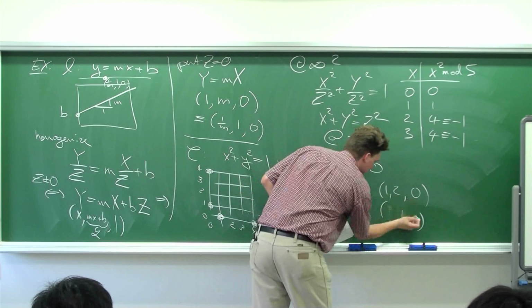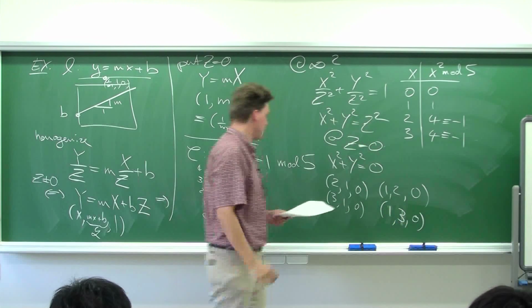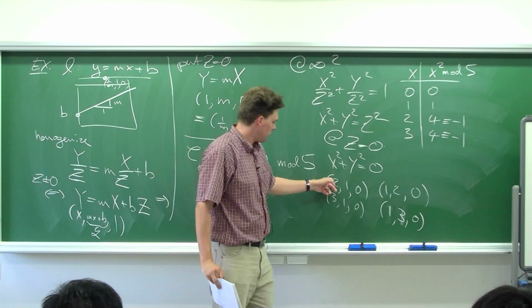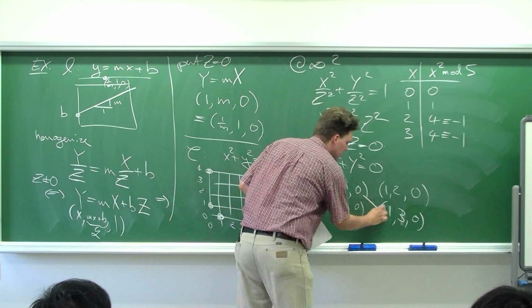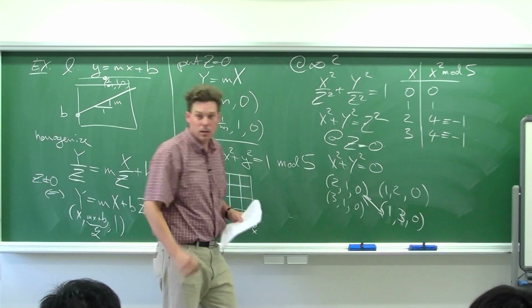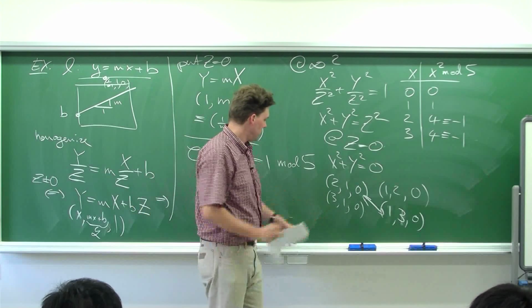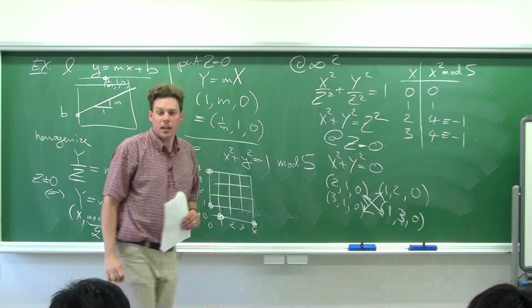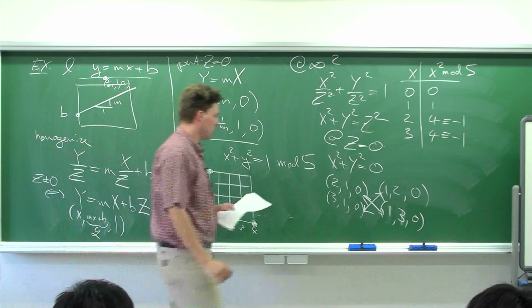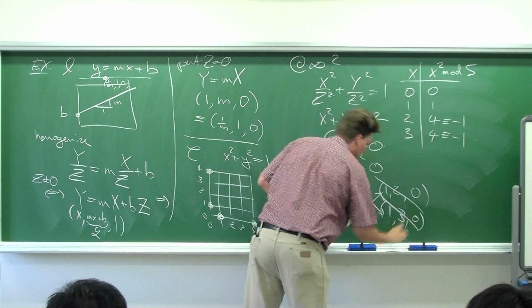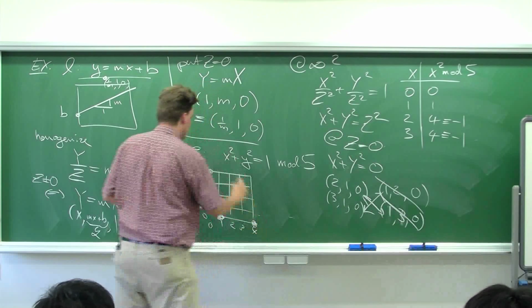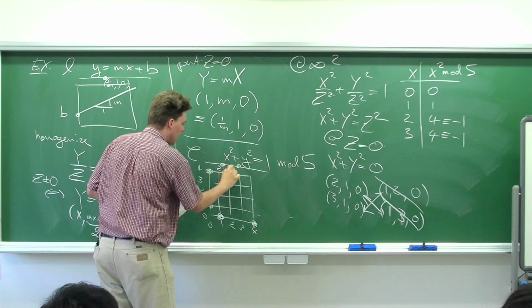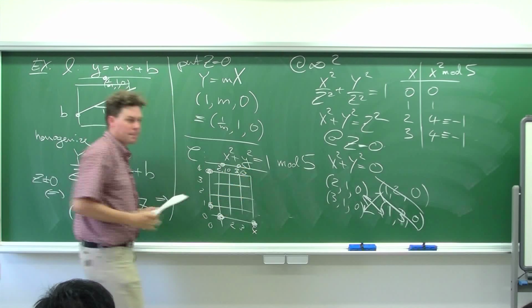1, 3. Multiply this by 3, you get 6, mod 5 is 1. So you get this guy. These are the same point. And multiply this guy by 2, you get this guy. Okay, so in reality, we just have 2 points. So let's say we throw away these. And then the line at infinity would consist of the points 2, 1 and 3, 1. Okay?